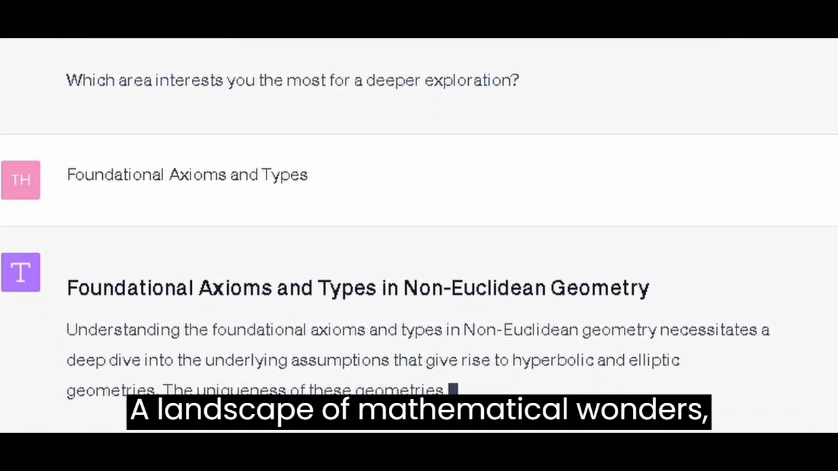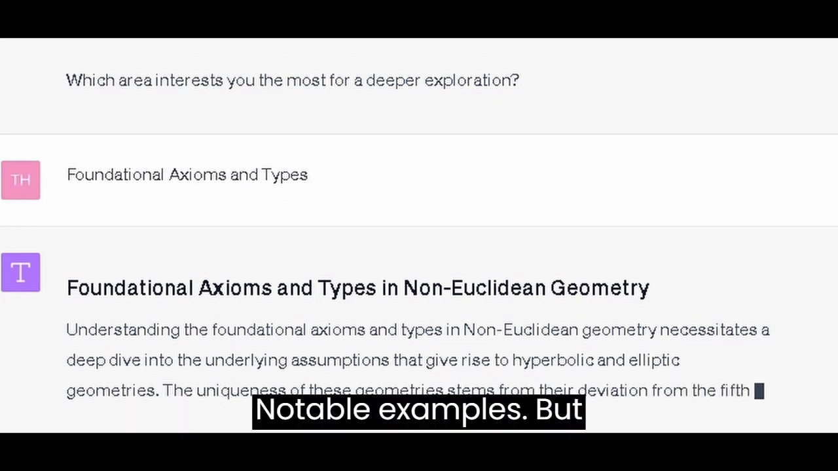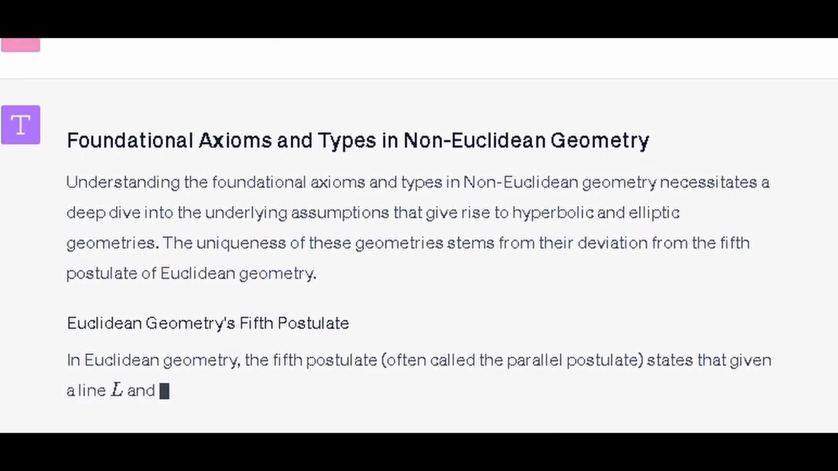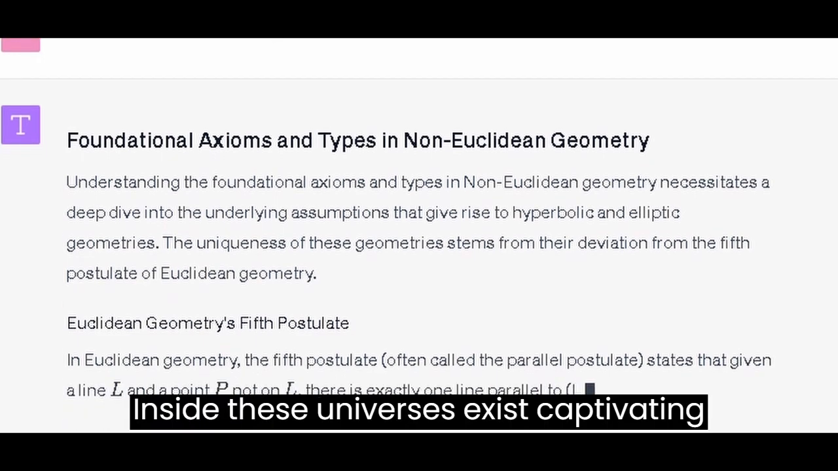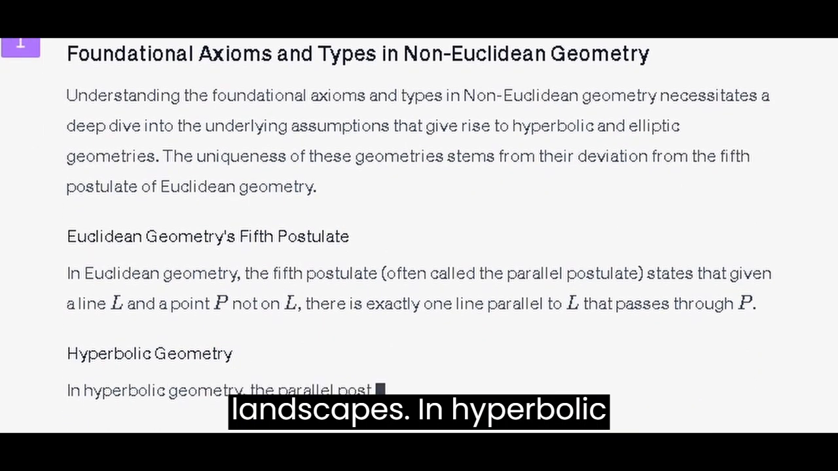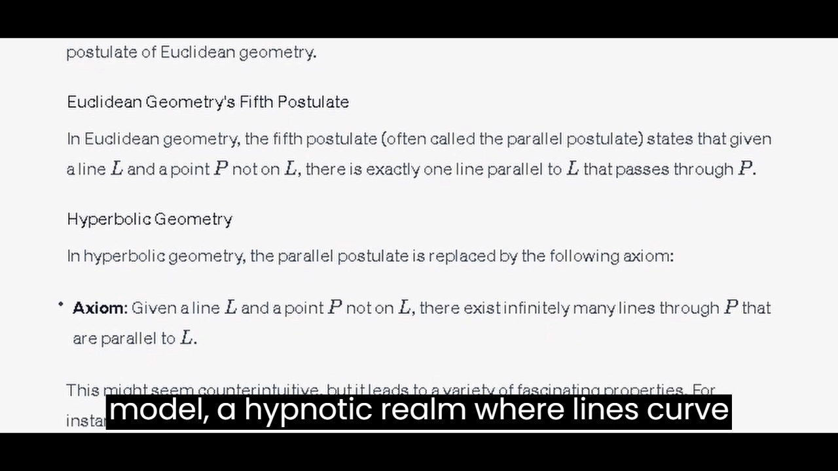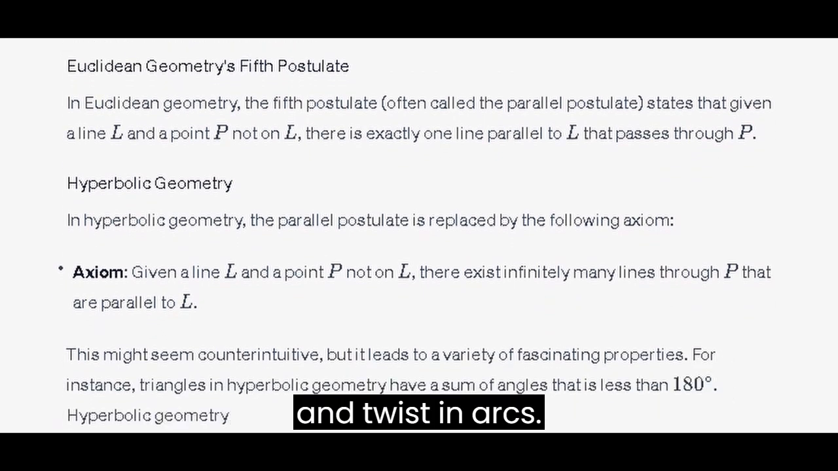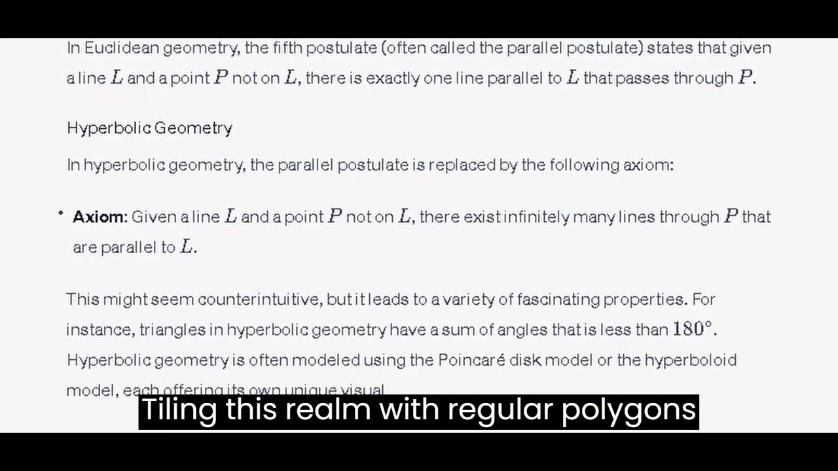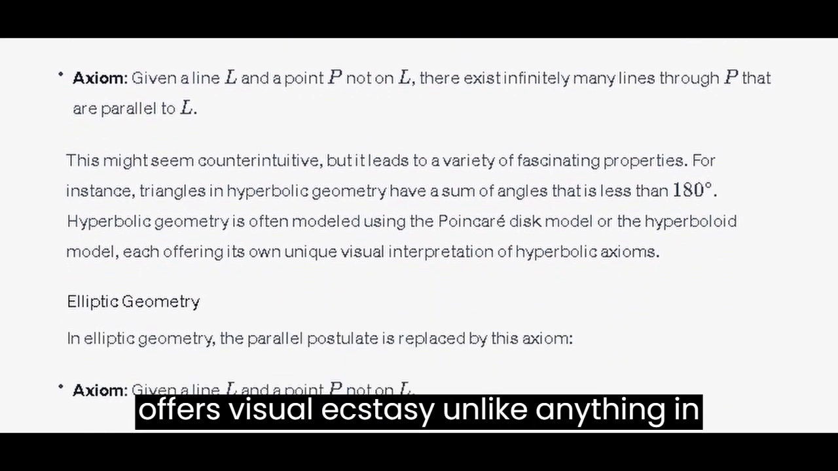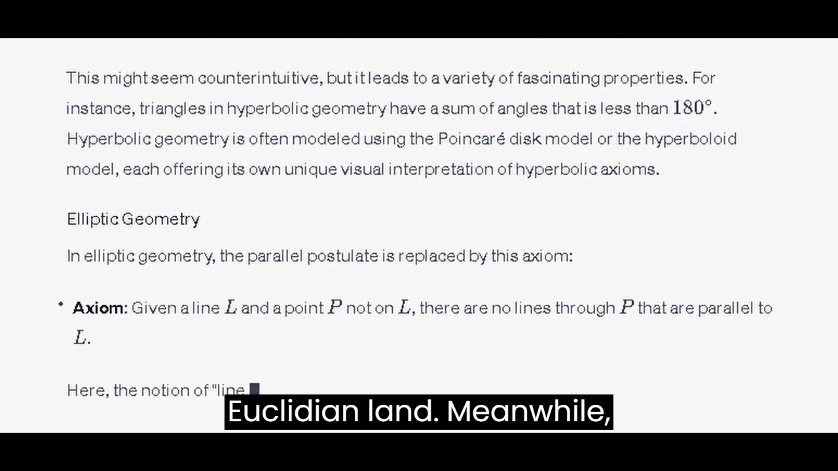A landscape of mathematical wonders, notable examples. But wait, there's more. Inside these universes exist captivating landscapes. In hyperbolic geometry, you'll find the Poincaré disk model, a hypnotic realm where lines curve and twist in arcs. Tiling this realm with regular polygons offers visual ecstasy unlike anything in Euclidean land.